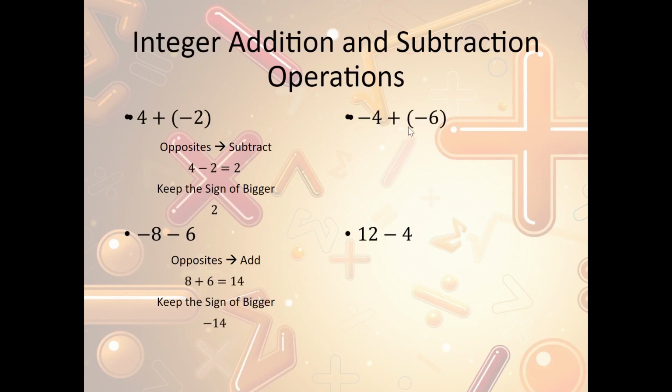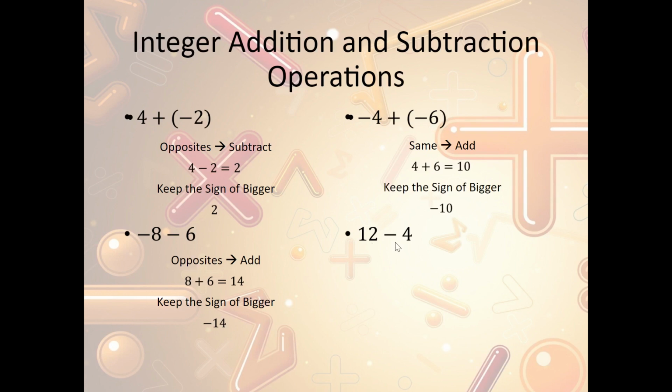Now we have negative 4 plus negative 6. These have the same sign. They're both negatives. So we're going to add them together. So we get 4 plus 6 is 10. Keep the sign of the bigger number, which is 6. And it's negative. So it's negative 10.